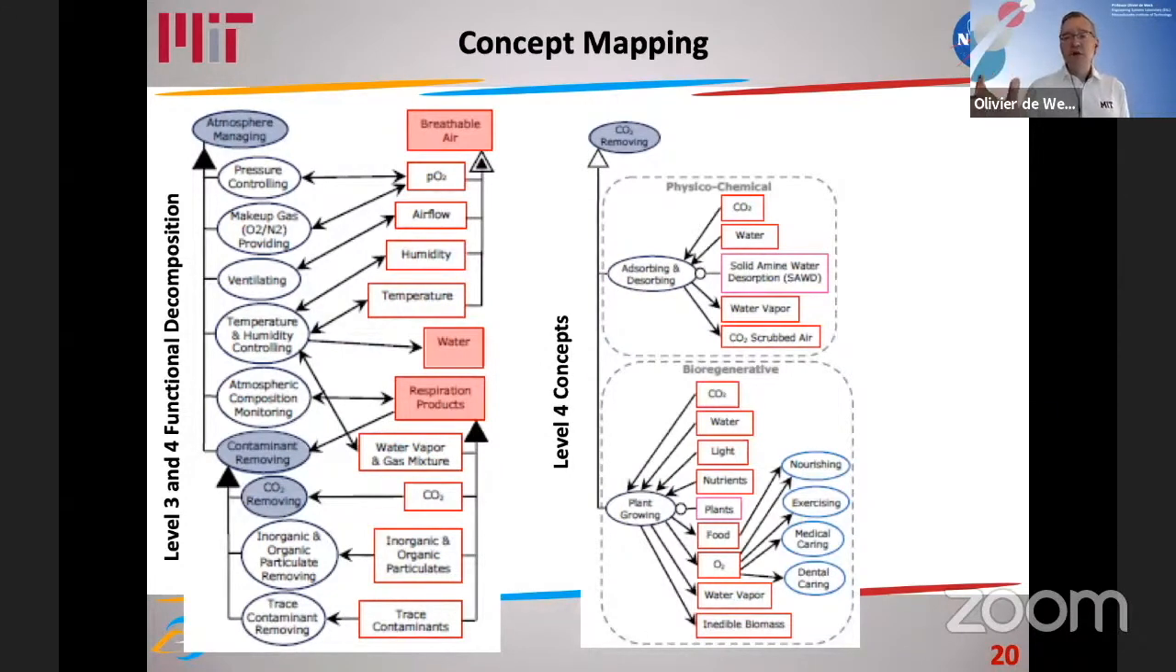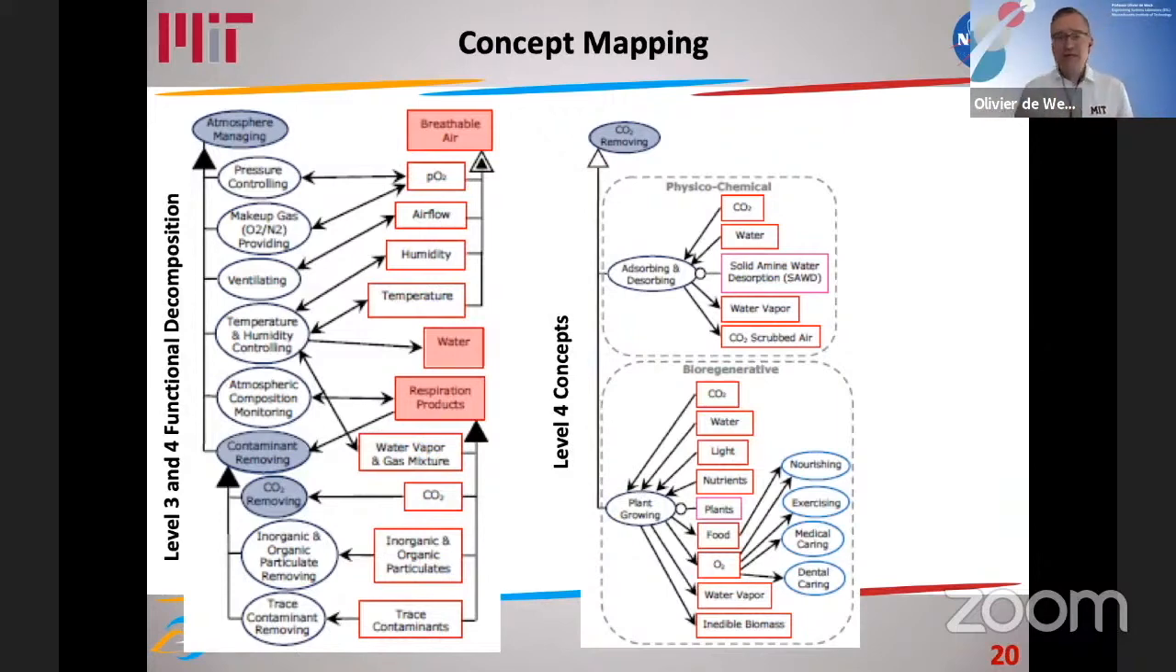And that's what Charlie was saying, is where younger students that haven't yet got preconceived notions come up with such great and unusual ideas that we want to harvest here. That's the key idea. So just to give you an example of a level 4 concept, one of the things we need to do is remove CO2. We exhale, with every breath we exhale CO2. We need to be able to remove that CO2.